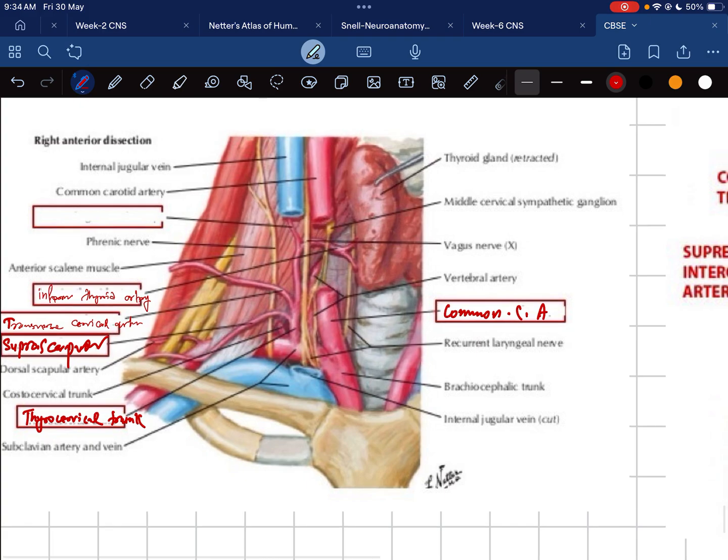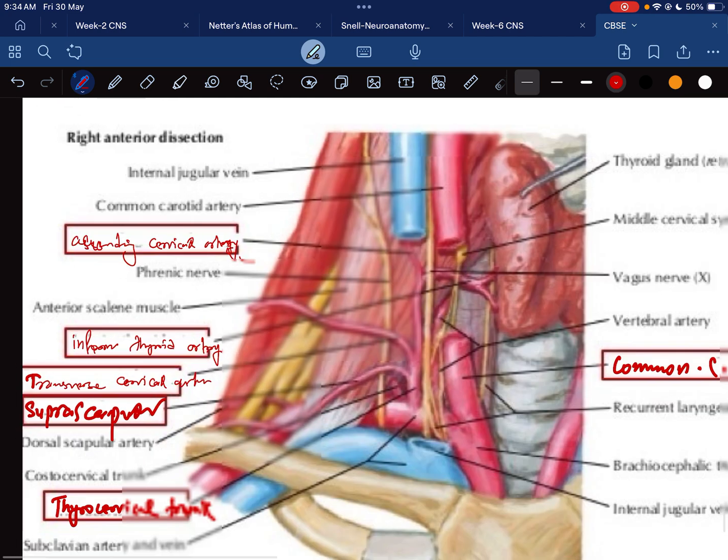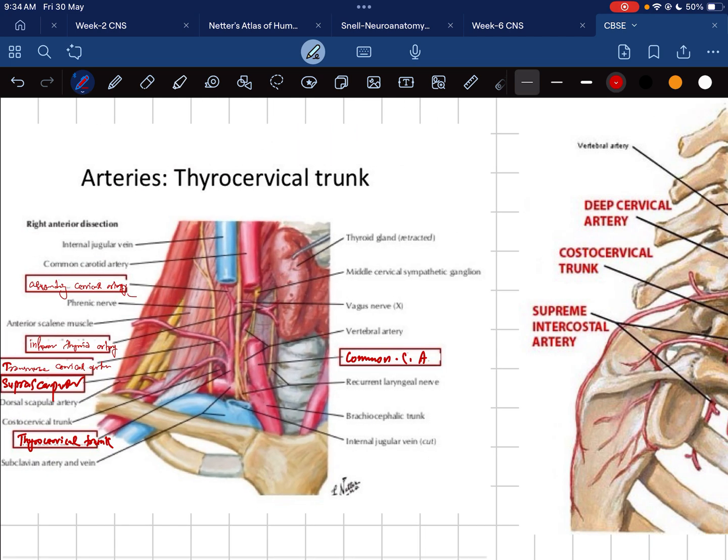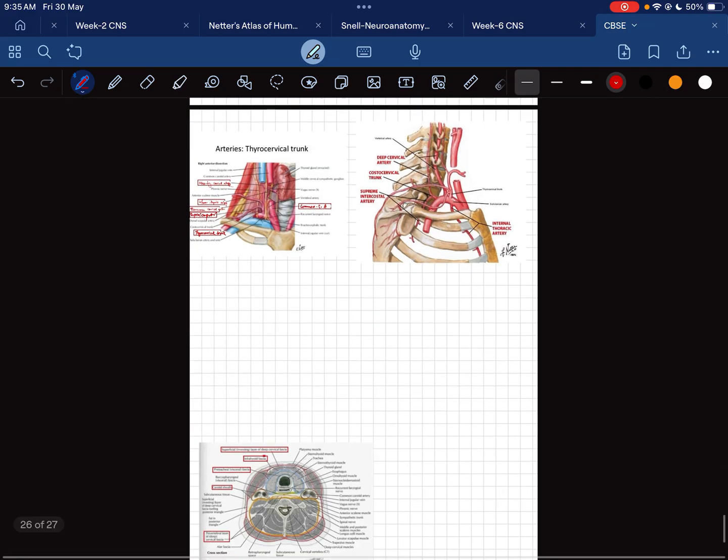These are the arteries. After that there is the ascending cervical artery, which is also a branch of the thyrocervical trunk. That is regarding the thyrocervical trunk. Next there is the inferior thyroid artery, so moving on to the inferior thyroid artery.